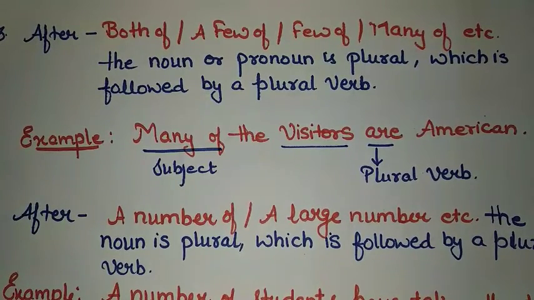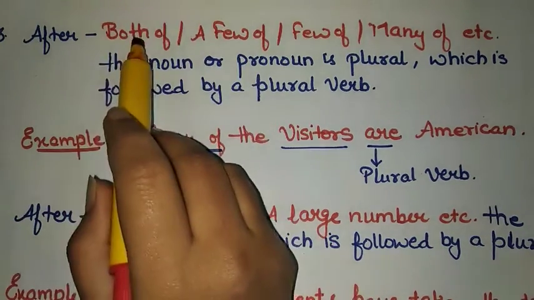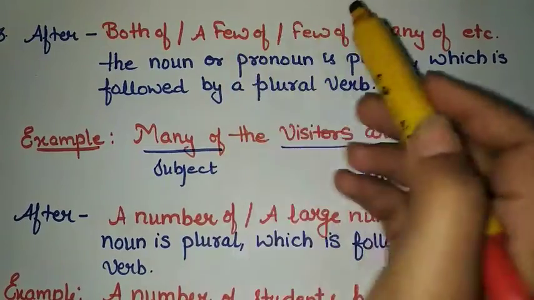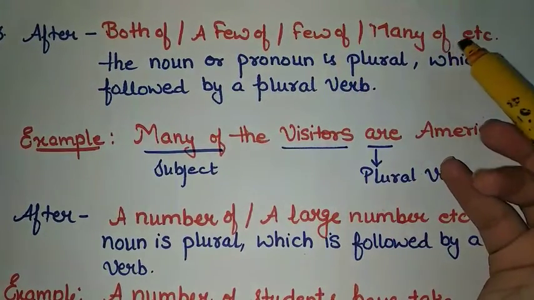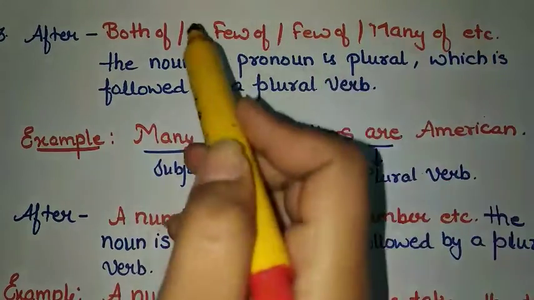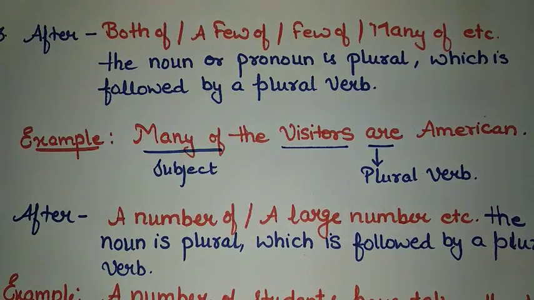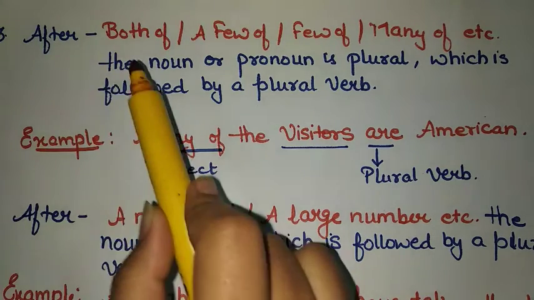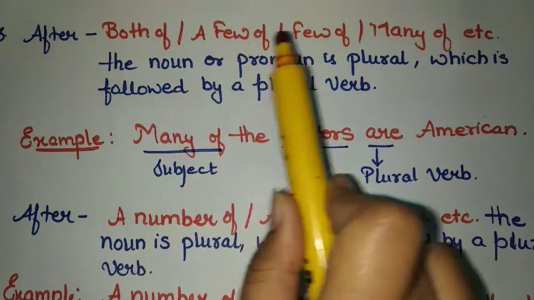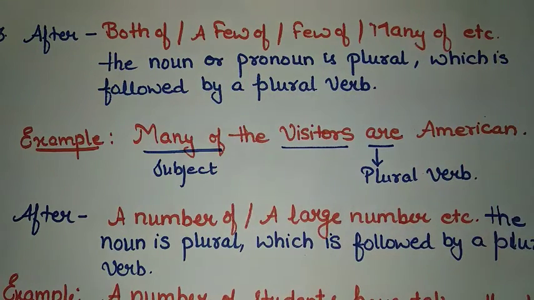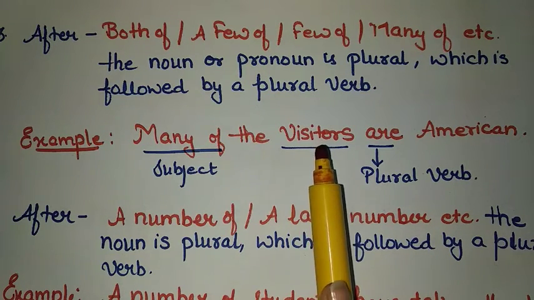And moving on to the next rule. Rule number 3 says, after words like both of, a few of, or many of, etc., after such words the noun or pronoun is a plural, which is followed by, of course, a plural verb. Means if you see words like both of, a few of, or many of, you have to take care that the pronoun or noun after this will be a plural one.